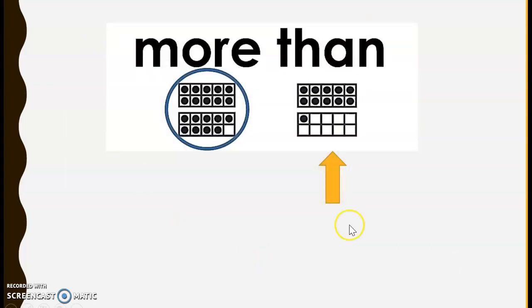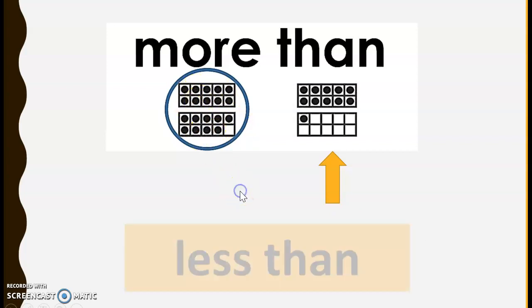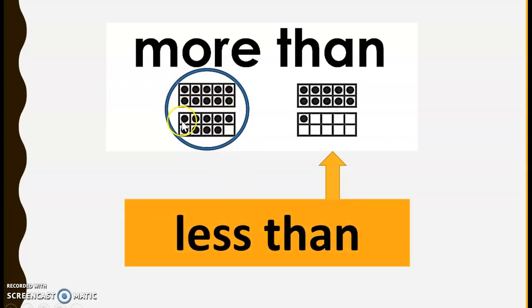Okay, so more than, this is more than because it is a greater number. This side is less than because this is fewer.